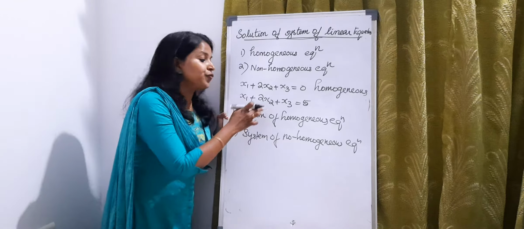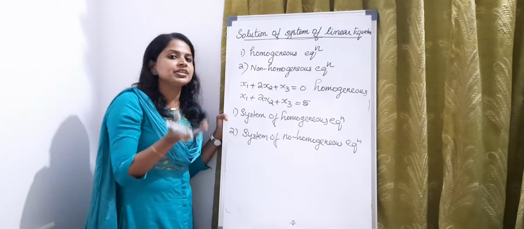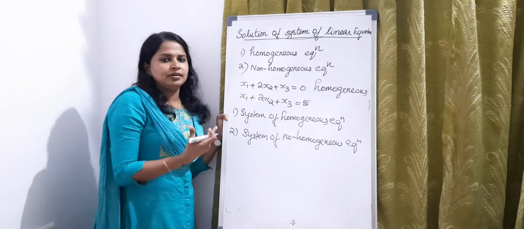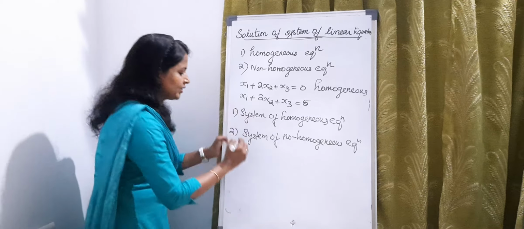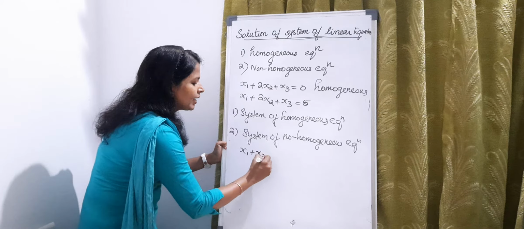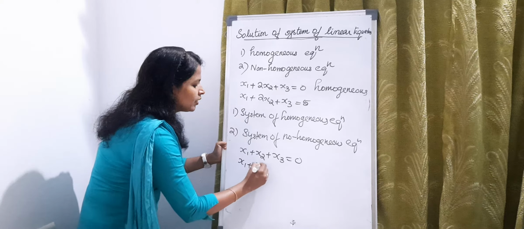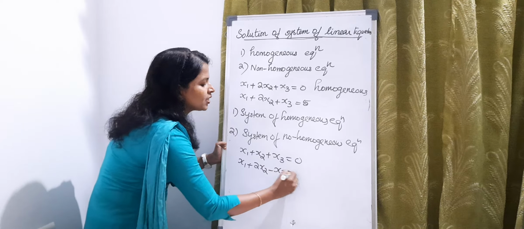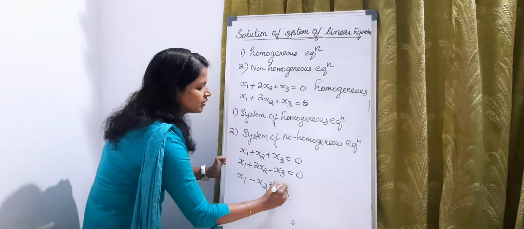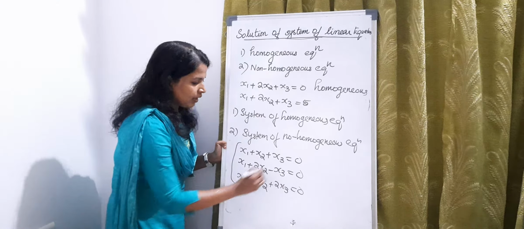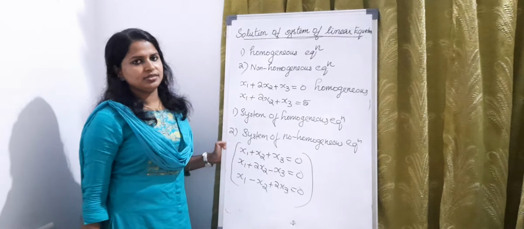What is a system of homogeneous equations? When there is more than one homogeneous equation, together we call it a system of homogeneous equations. For example, x1 + x2 + x3 = 0, x1 + 2x2 - x3 = 0, and x1 - x2 + 2x3 = 0. This is called a system of homogeneous equations.